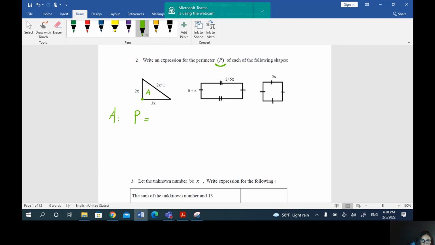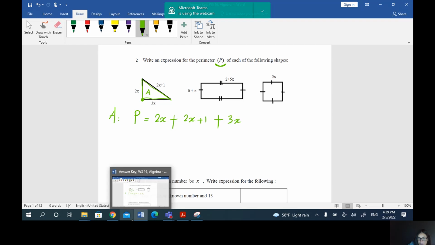Let's start at this point and walk around the shape. The length of this side is 2x. And since the perimeter is adding all sides, we add, then carry on. The length of this side is the expression 2x plus 1. And then we're adding the third side, and we're getting back to the starting point. The last side has a length of 3x.